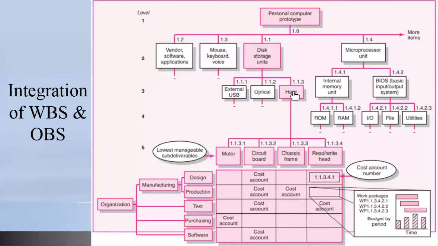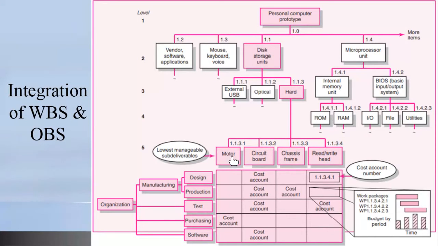So I selected the hard drive, and I said for the hard drive, we have broken down the production of the hard drive into 4 sub-deliverables. Do you understand everything here so far, how and why we broke it down? Yes, sir.